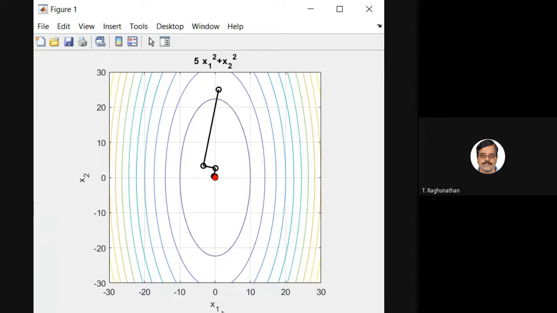But I wanted to just make the point that for x1 square plus x2 square, in one iteration the SDM converged because the contours were circles. But now when the solution space is an ellipse, then it is taking more iterations. So that's the message. So why is that? And not just this, let me take another example.